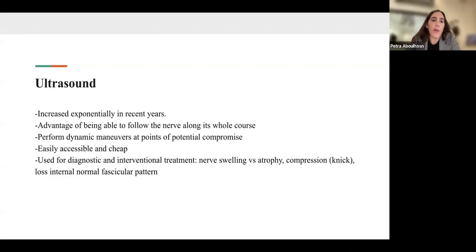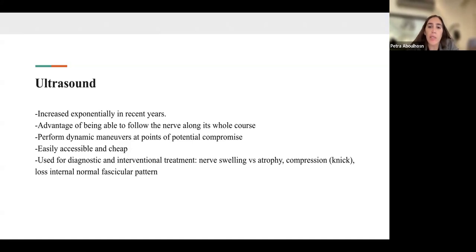Ultrasound, however, has increased its use exponentially over recent years. We've been having better resolution of ultrasound. The advantage is you can actually follow the nerve along its whole course. You can perform any dynamic maneuvers at any points of potential compromise. It's easily accessible and cheap. You can use it for diagnostic and interventional treatment.